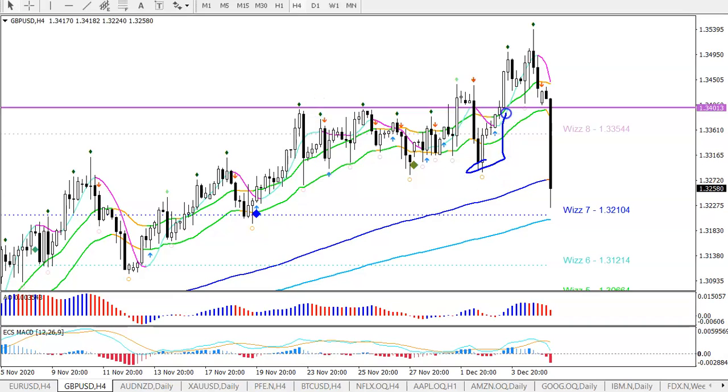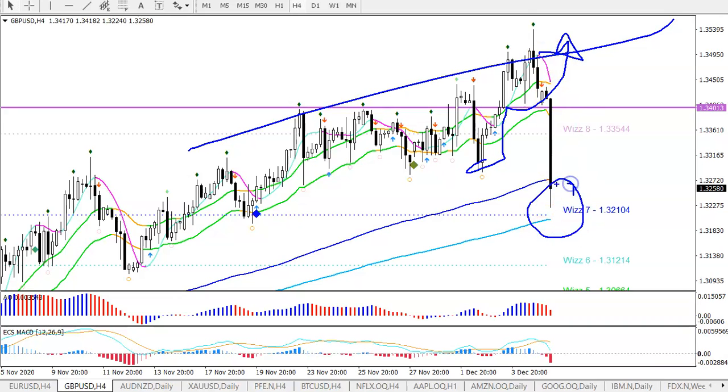We said a bounce back up to the purple line, and if it breaks the purple line, continuation up to the top of this rising wedge. It kind of even broke above that, made it all the way above 135, but then finally made the bounce down and now reached the long-term moving averages.